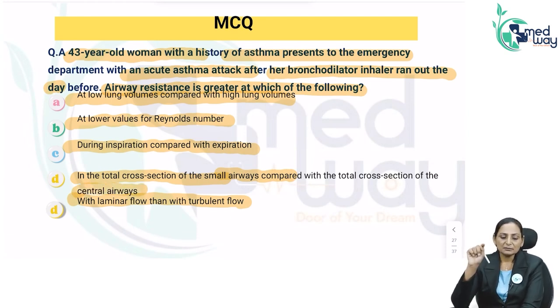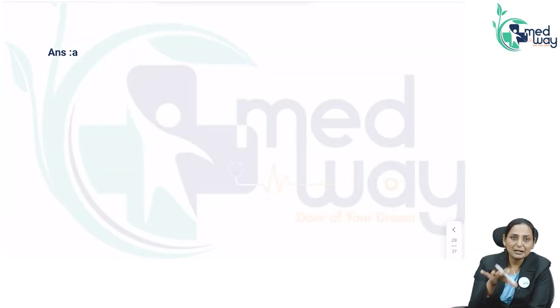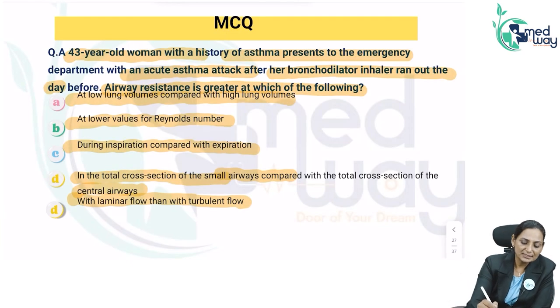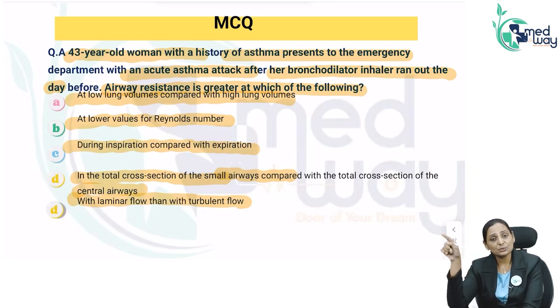Remember that the resistance to airways is going to be least with higher lung volumes. Okay, the resistance to airways will be least with higher lung volumes. So at low lung volumes, the resistance to airway is more. At high lung volumes, the resistance to airway is less. Similarly, pulmonary vascular resistance is least at FRC.